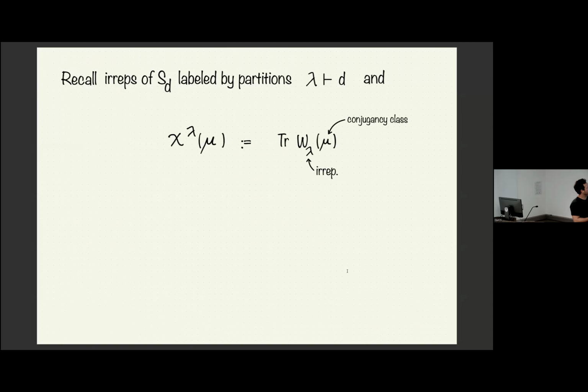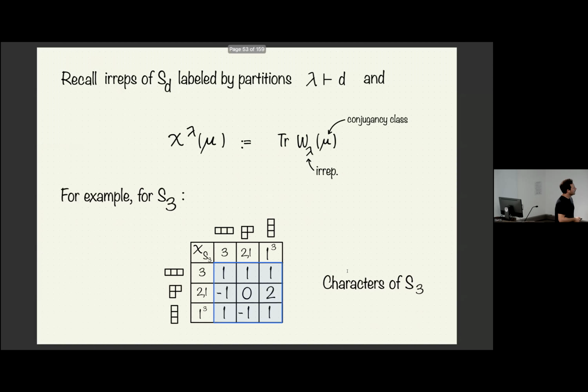And what is a character? You take a given irreducible matrix representation specified by lambda, and you evaluate it on an element in the conjugacy class, which is also specified by partitions of D. So both irreps and conjugacy classes are specified by partitions. This is a matrix; you take the trace, and this is a number called a character, which depends only on the conjugacy class of the element. For example, if you take the empty partition, corresponding to the trivial representation, this gives the trace of the identity, which just gives you the dimension of the representation.